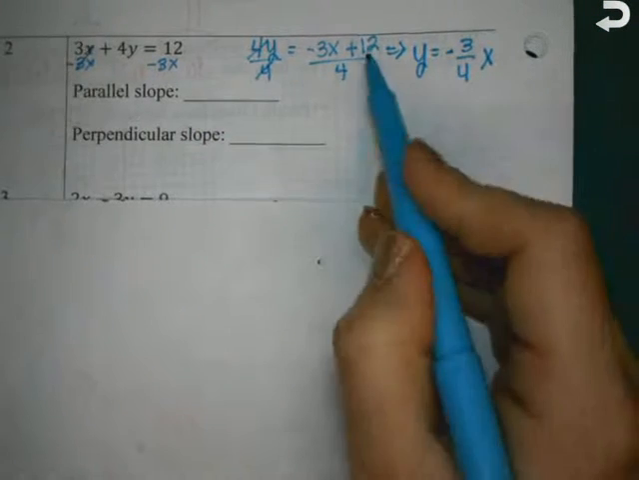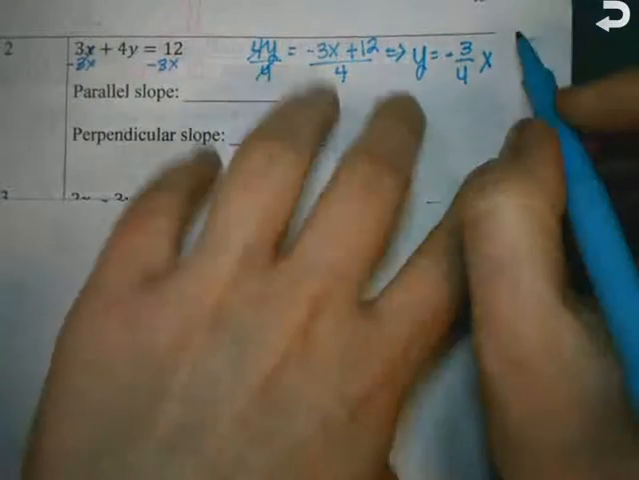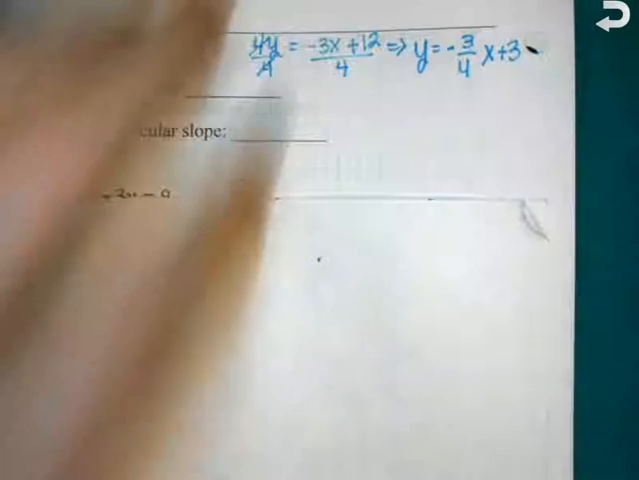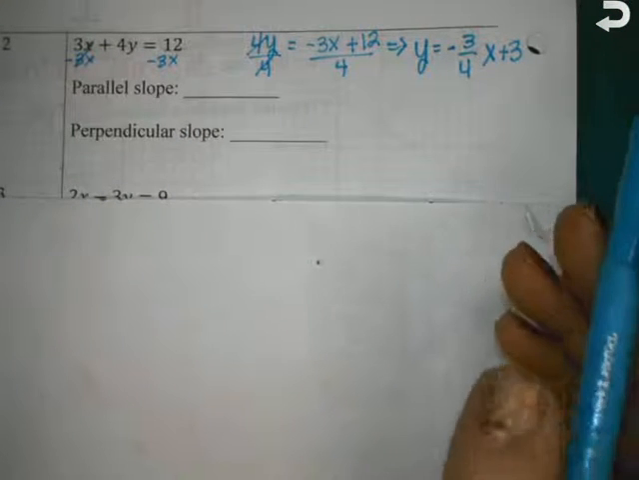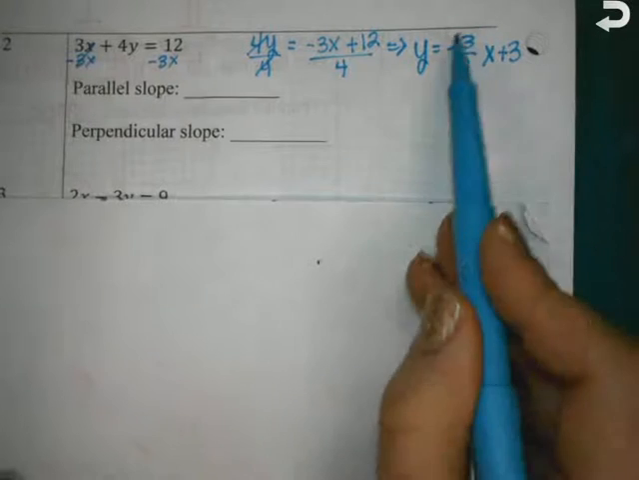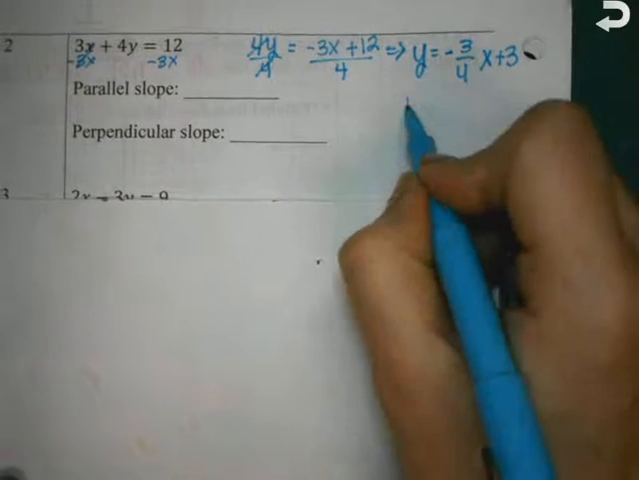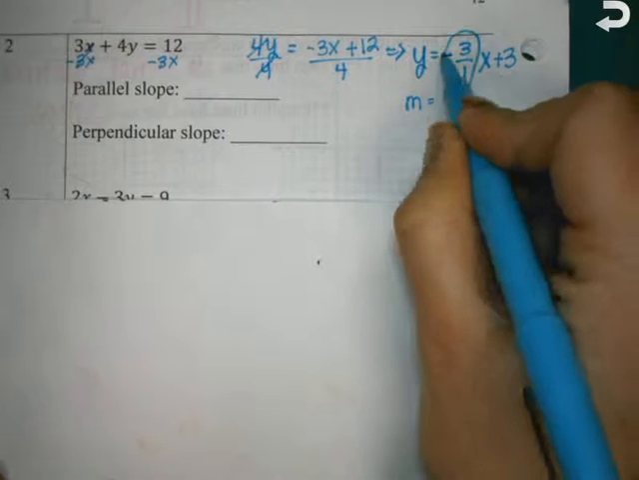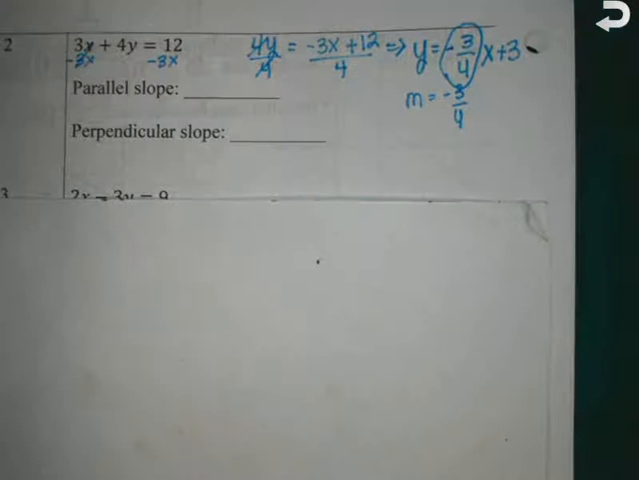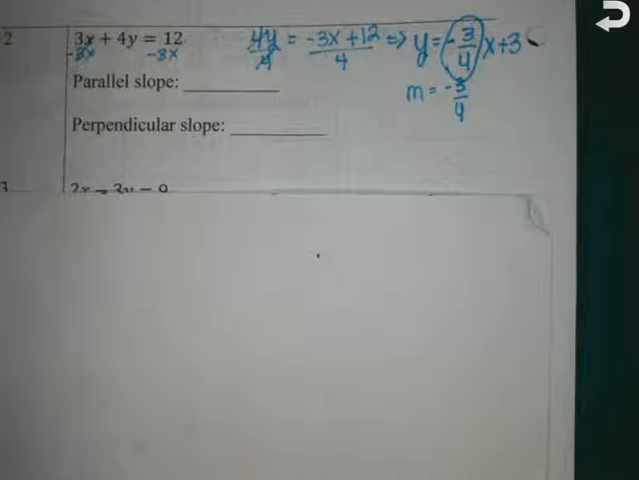Now, do we really care about this plus 3 right now? No. Not right now, because we're not graphing yet. So what is the slope of this line? M equals -3/4, right? We're just concerned about this part right now. Okay, so if I was looking for a parallel line, what would the slope of a parallel line be? -3/4. It's the same, right?